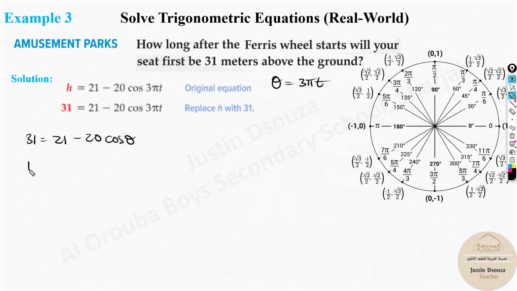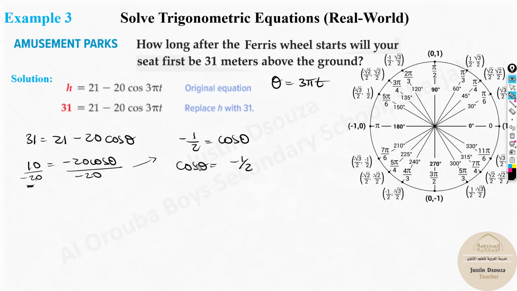21 to the other side will become 10, right? 31 minus 21 is 10 equals minus 20 cos theta. So divide both the sides by minus 20, you will get 10 divided by minus 20, and over here also divided by minus 20. You're remaining with minus half equals cos theta, or cos theta equals negative half.